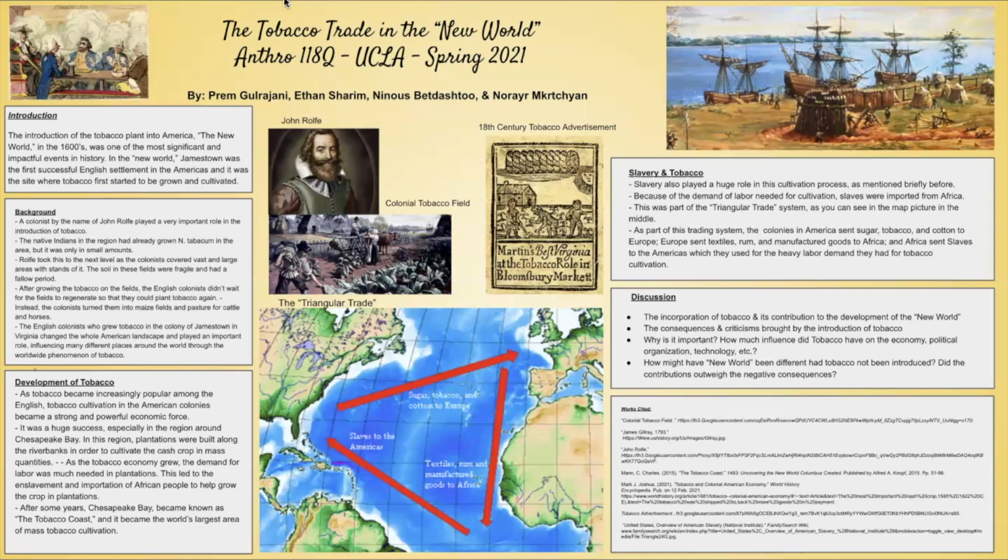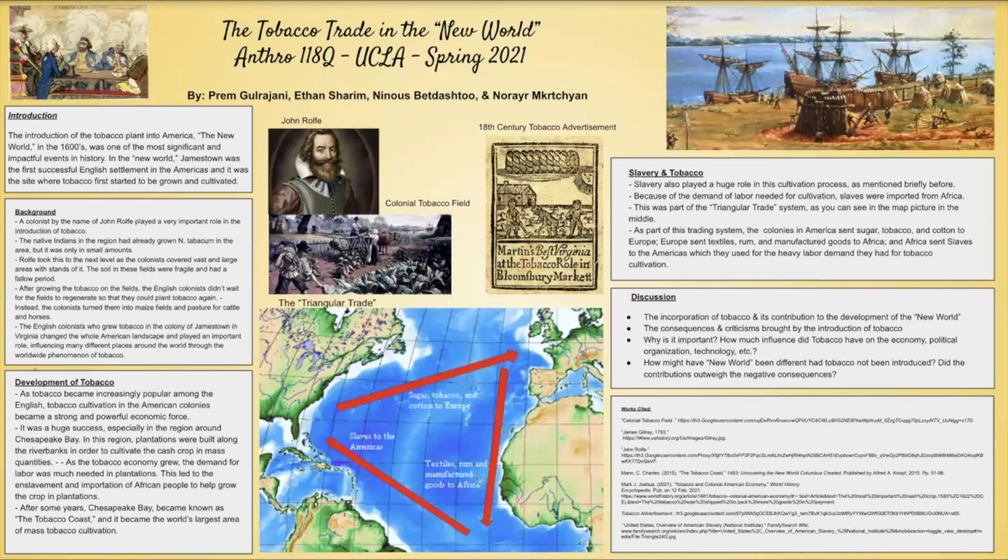What happened was these European colonists started to make huge plantations of tobacco, which really affected the environment. Rolfe took this to the next level by making huge plantations, and the soil from these fields was getting fragile and needed fallow periods. After growing the tobacco on the fields, the English colonists didn't wait for the fields to regenerate. They just kept planting the tobacco instead of turning them into fields of different crops like maize, or into pasture for cattle and horses. And this is actually better for the fields because it gives them a different time period to change.